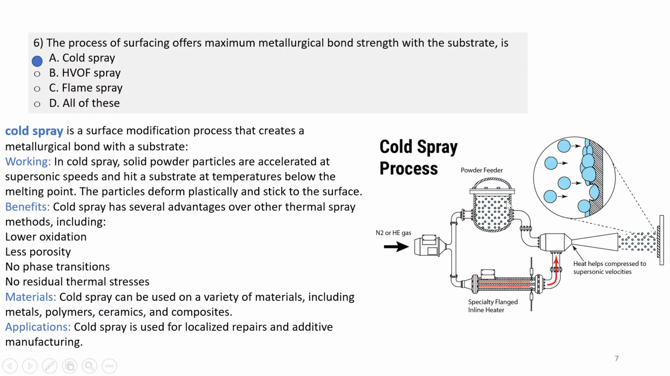And here we can see the technique of cold spray. Here, heat helps accelerate the particles to supersonic velocities.